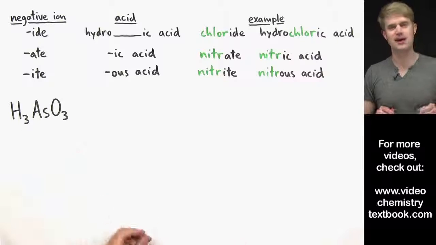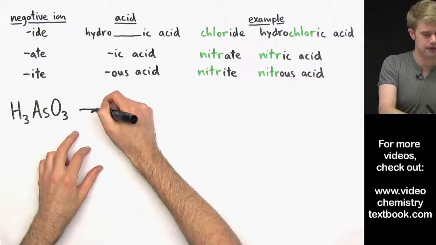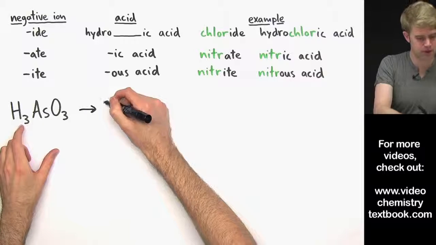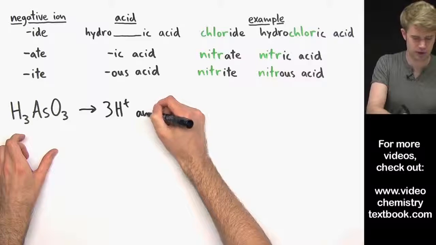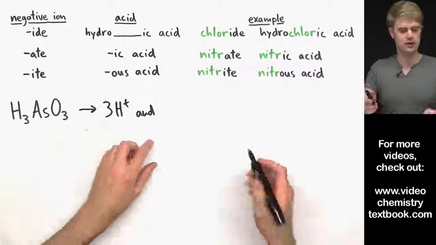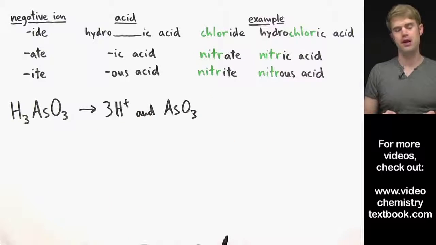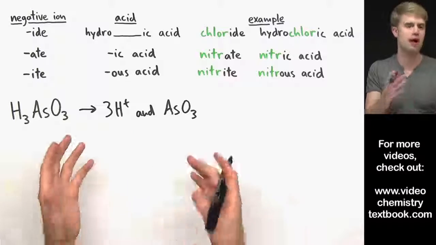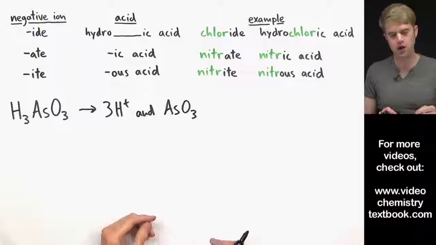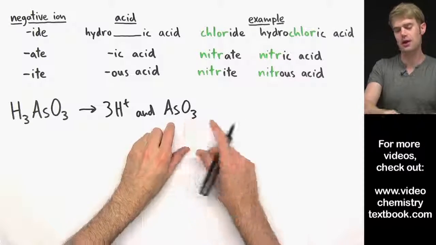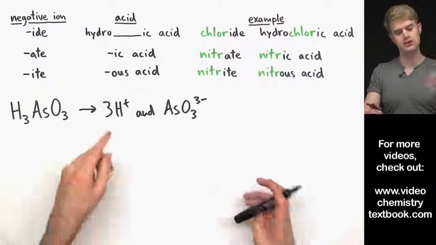H3AsO3. To name this acid, I've got to figure out the name of the negative ion that's in it. So I'm going to break it apart into its pieces. The first of these is going to be 3 H pluses. I know that it's going to be 3 because I have H3 here. So that's the first part. And then the negative ion part is going to be everything else. So it's going to be AsO3. Now what's the charge on this ion going to be? It's got to balance out the charge that I get from my H pluses. I have 3 of these H pluses, which means that I have 3 plus total of charge, which means that the charge on this polyatomic ion here has to be 3 minus. 3 minus to balance out the 3 plus I get from these.